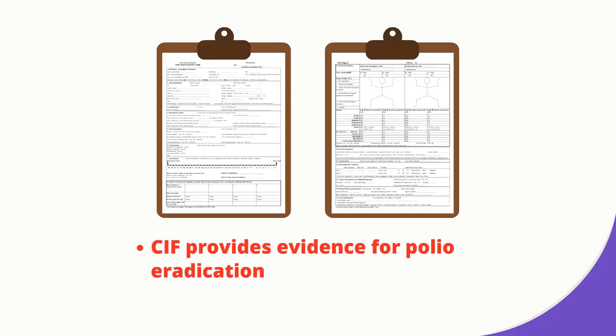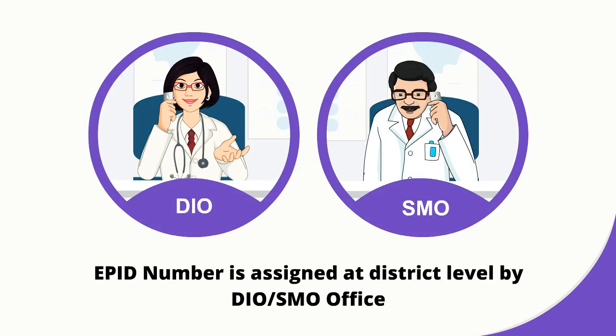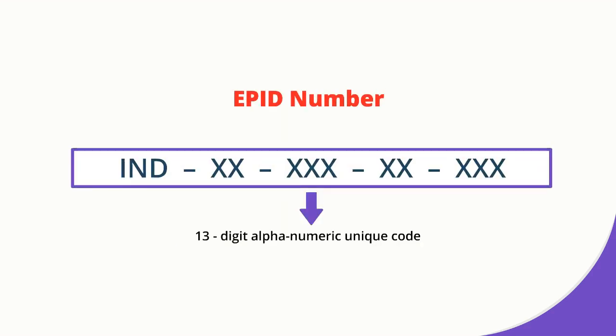CIF is an important document for providing evidence of polio eradication. Keep all the sections updated as and when the relevant information is available. EPID number is assigned by DIO or SMO office. This is 13-digit alphanumeric unique code for each suspected case.